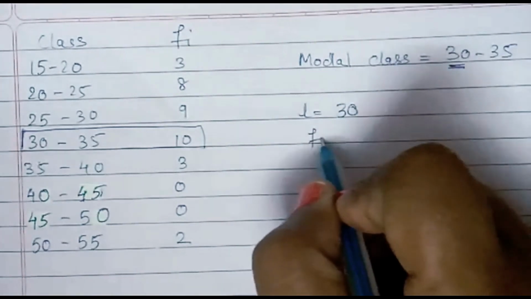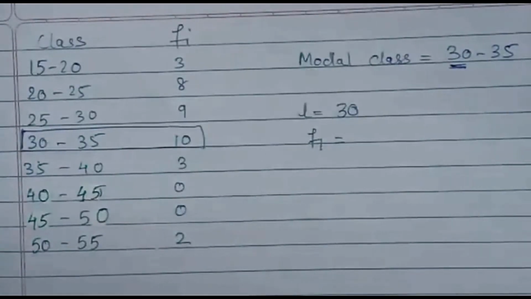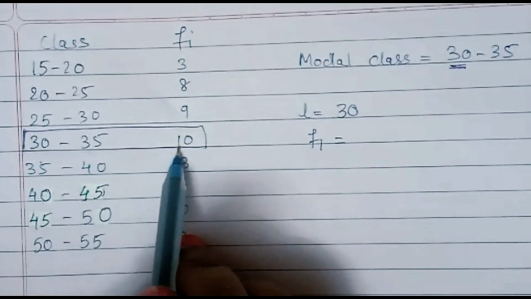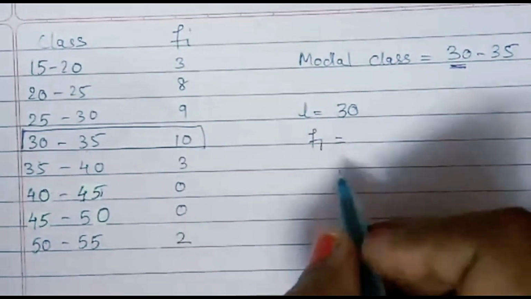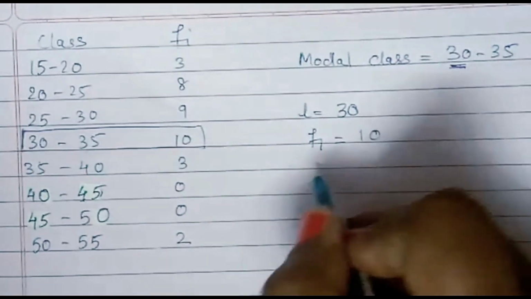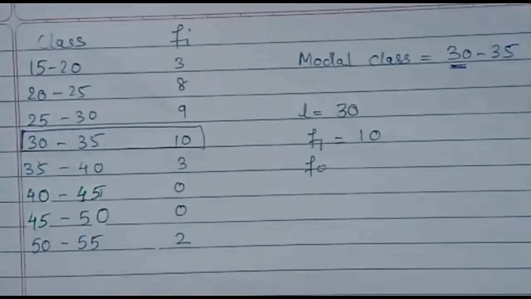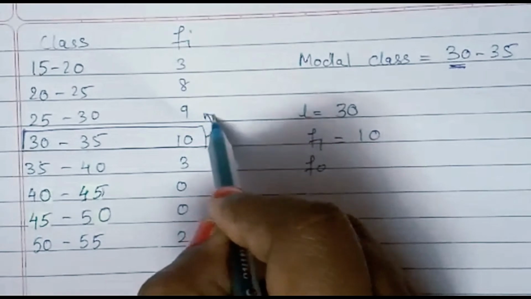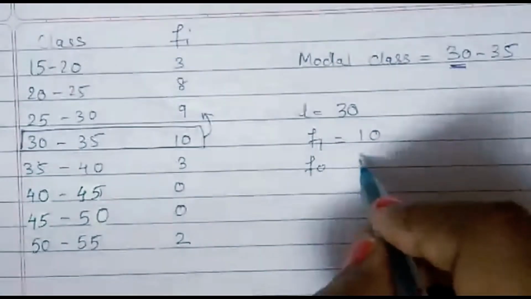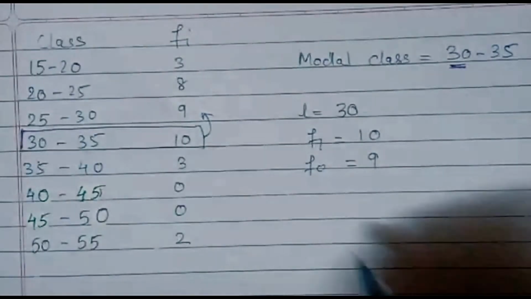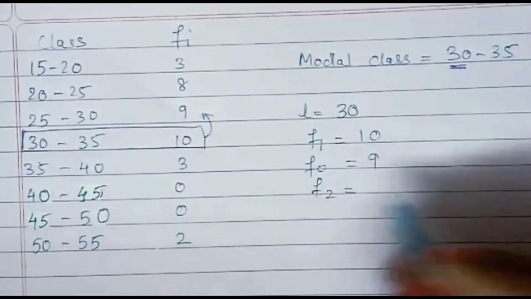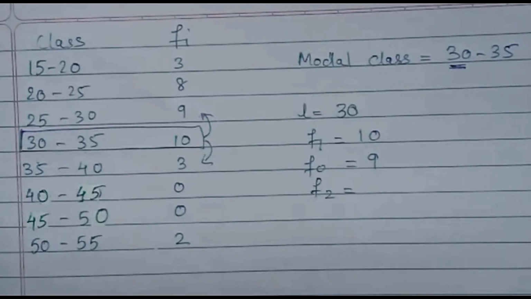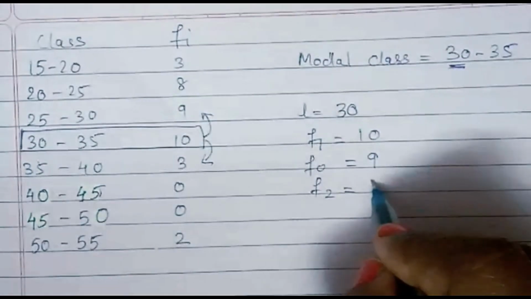Frequency F1. F1 is the frequency of the modal class. So what is the frequency of the modal class? That is 10. So here F1 is equal to 10. F0 is the frequency of the preceding class. So you can see this is the preceding class and the frequency is 9. Same way F2 is the frequency of the succeeding class and that succeeding class frequency is 3.